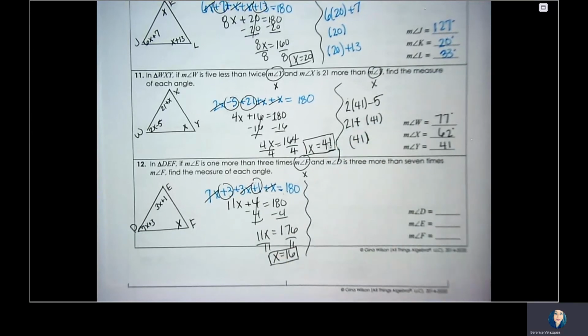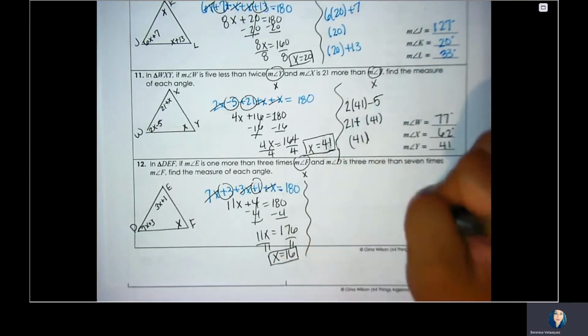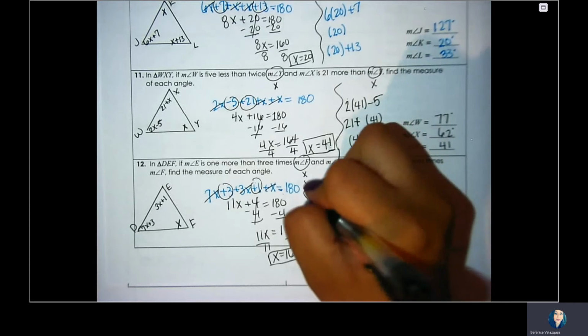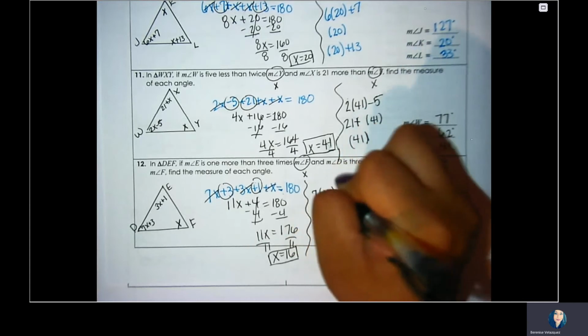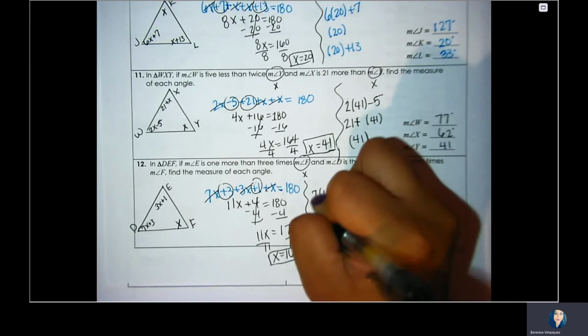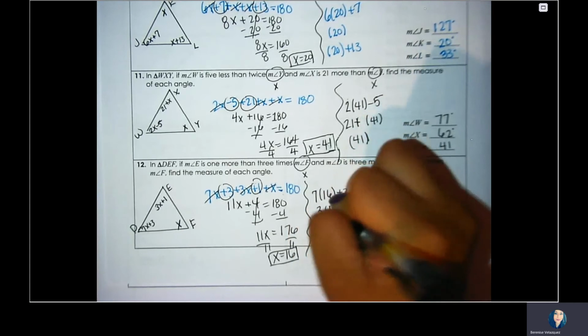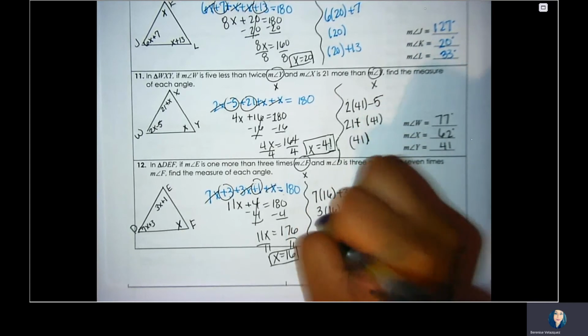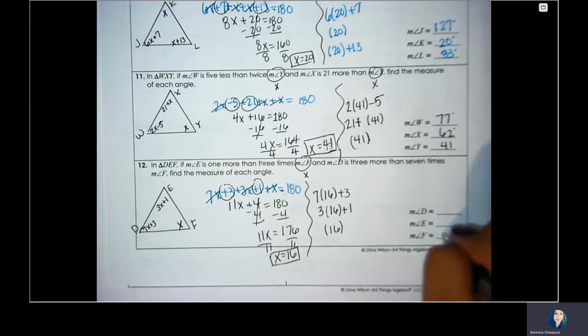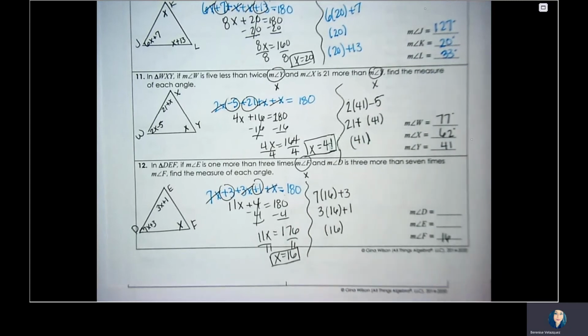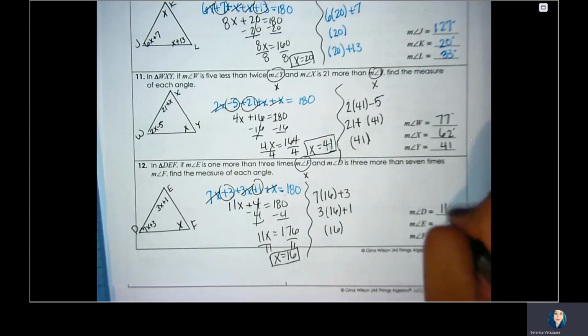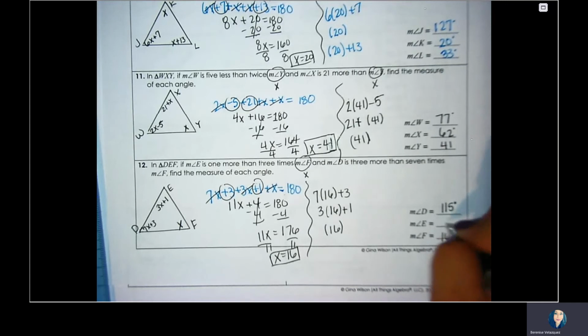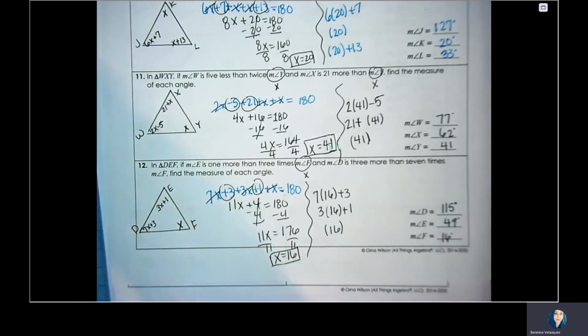Okay, so now that we have that, we just need to find angle D, E, and F. So D will be 7 parentheses 16 plus 3. E will be 3 parentheses 16 plus 1. And then F is just 16. Okay, plug those into the calculator, you get 115, and you get 49. And then 16 is just 16.